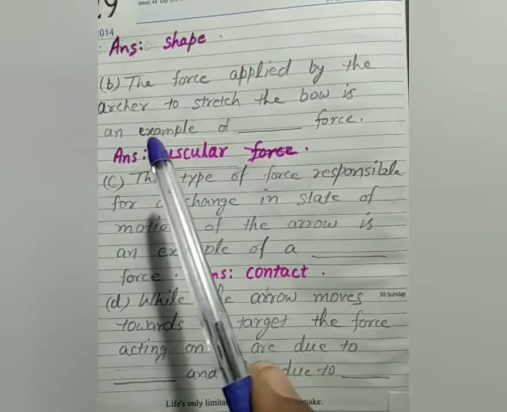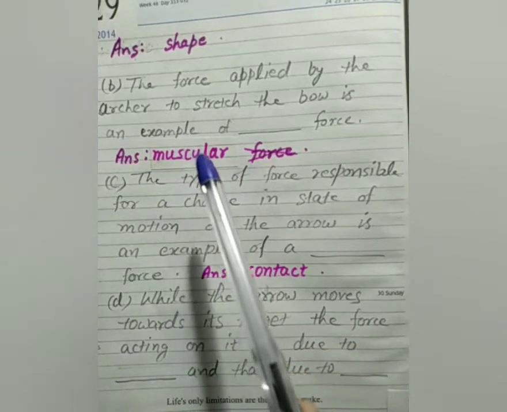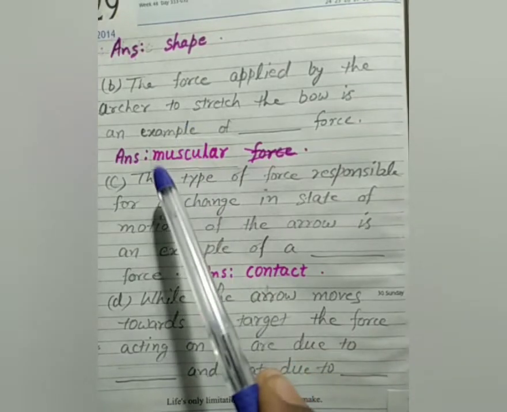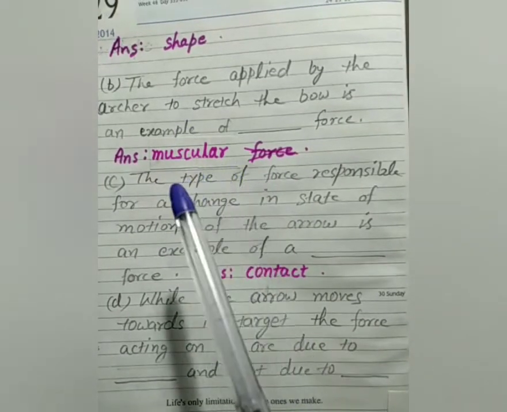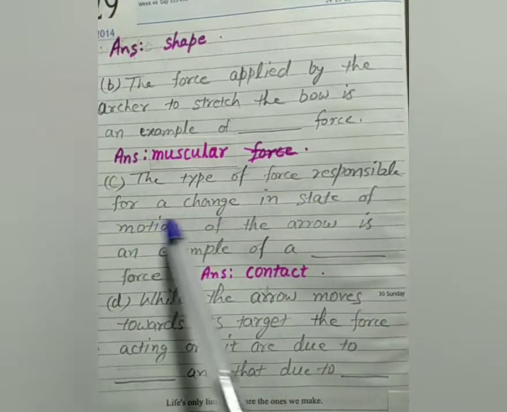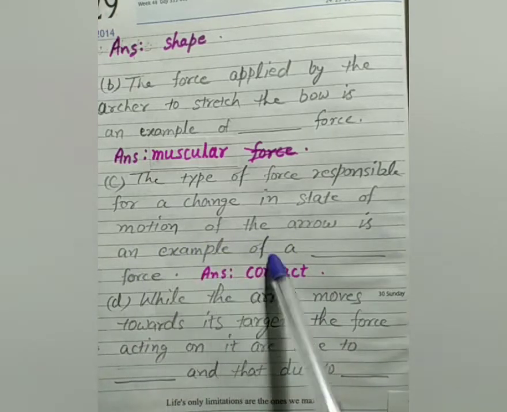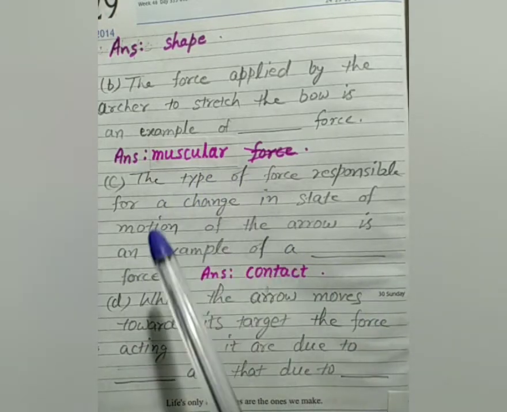Obviously, the force applied by the archer to stretch the bow is with his muscles. Force is applied by her muscles. The example of muscular force. Next, the type of force responsible for a change in state of motion of the arrow is an example of a dash force.